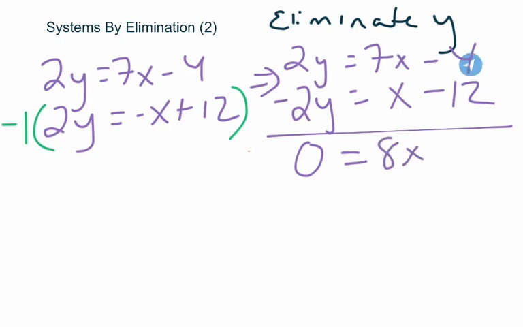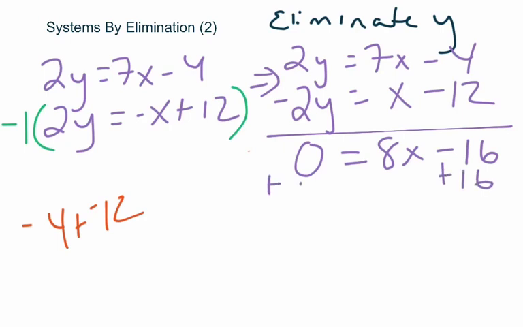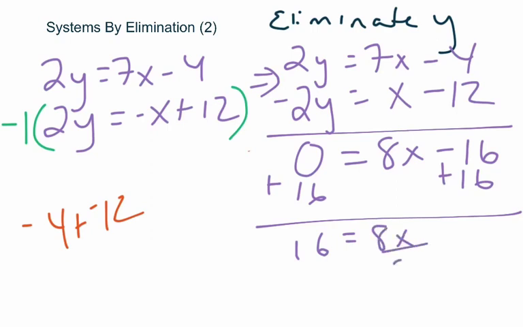And then watch your signed numbers here. -4 plus -12. Okay, so channel Mr. Coakley, my 8th grade Algebra 1 teacher. -4 plus -12. That's what you're doing there. That gives me -16. And now we can solve this equation. This is an equation that's okay to solve. I want to get x by itself. So we'll add 16 to both sides. 0 plus 16 is 16. And then we divide both sides by 8 and we get 2 is equal to x.